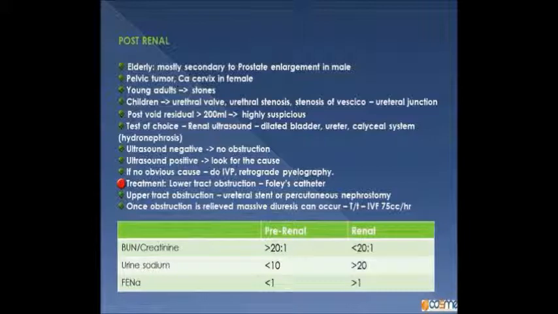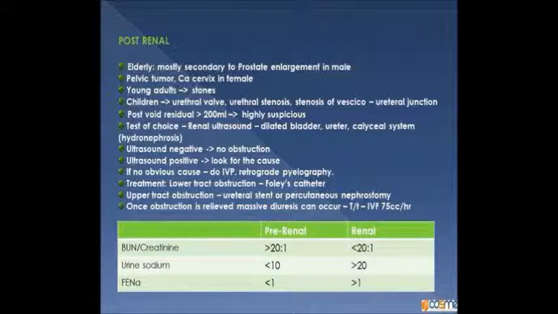Treatment in lower tract obstruction is a Foley catheter. In upper tract obstruction, it is a ureteral stent or percutaneous nephrostomy. Once the obstruction is relieved, massive diuresis can occur. Treatment is intravenous fluid, 75 cc per hour.